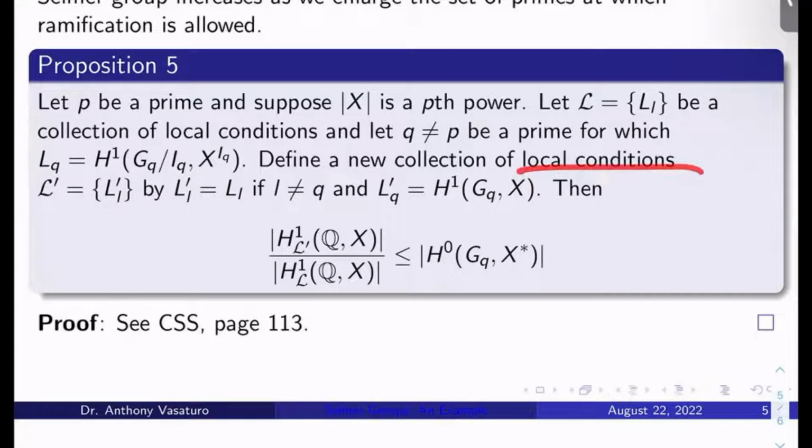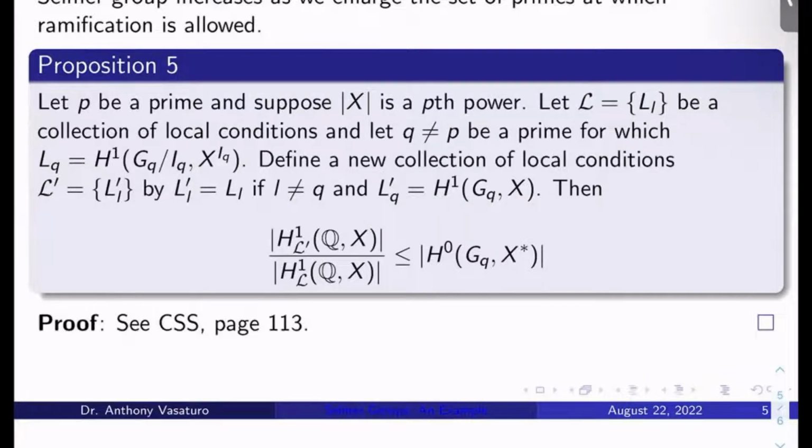Define a new collection of local conditions, cal L prime, by big L prime sub little l equals big L sub little l if l isn't Q. So it's just whatever it was if l isn't Q. But then at Q, we allow potential ramification. So big L prime sub Q is H1 G sub Q X. It's everything. It's the whole H1.